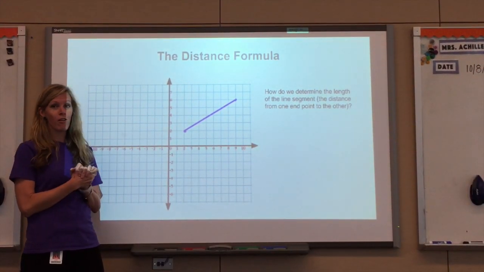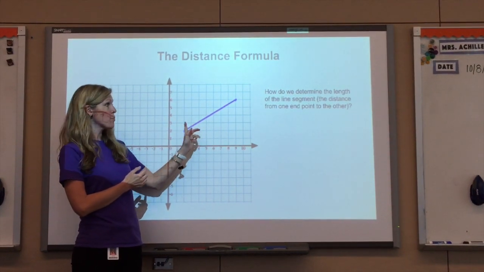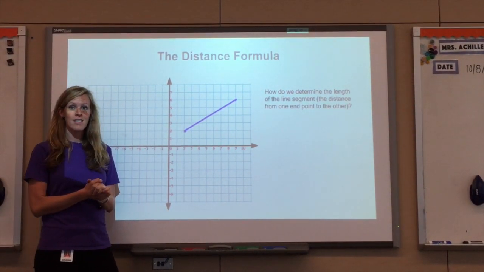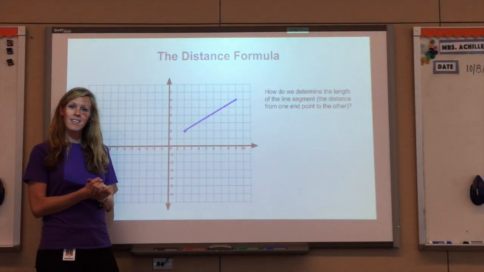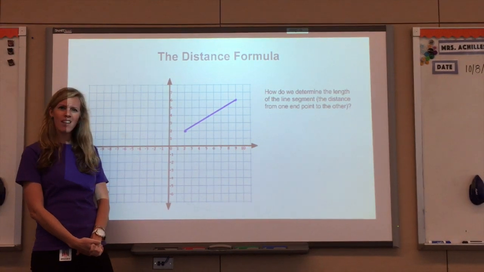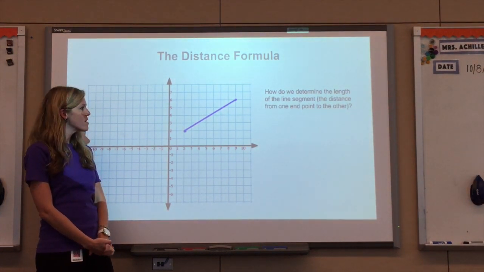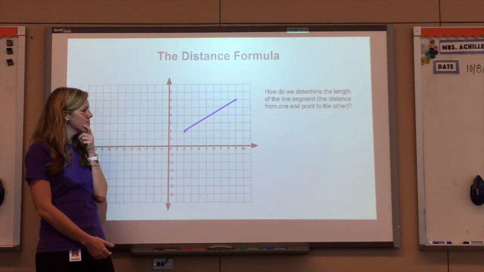So our question to start off with is how do we determine the length of the line segment, meaning the distance from one endpoint to the other? Wait a second. Could we use the Pythagorean theorem? How would we do that? It's just a line. It looks like a line, but it kind of looks like a hypotenuse. Could we just draw two legs on it and connect them?